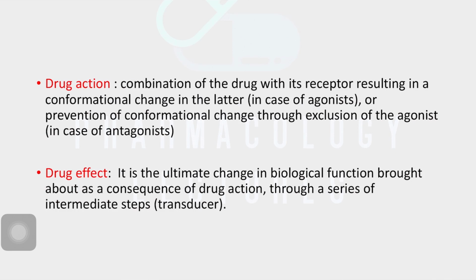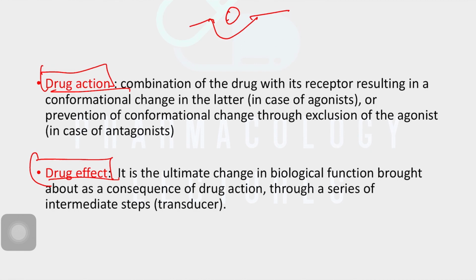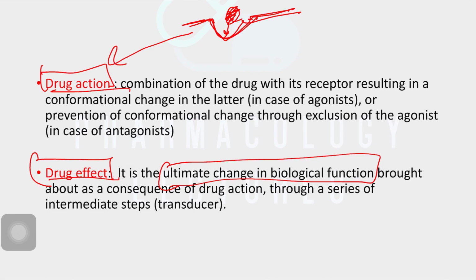Second, the terminologies you need to remember are drug action and drug effect. These two things are different. What is drug action? When a drug binds to the receptor, it produces a conformational change in the receptor or prevents the conformational change. That drug might be an agonist or antagonist, but in short, drug action is a drug binding to the receptor site and producing conformational changes in receptors or preventing the conformational changes in receptors. That is drug action.